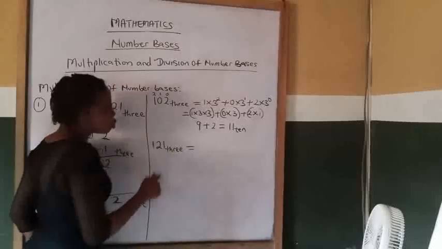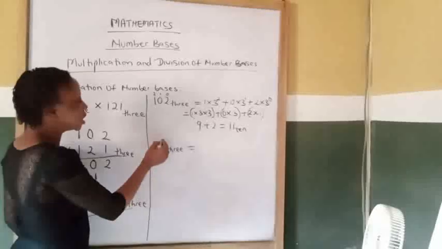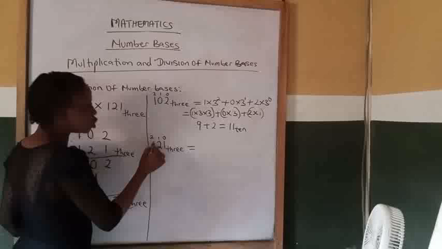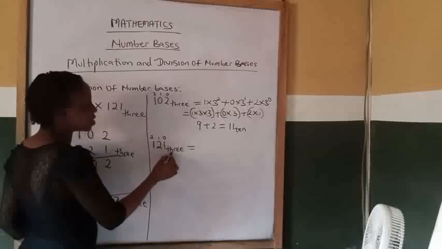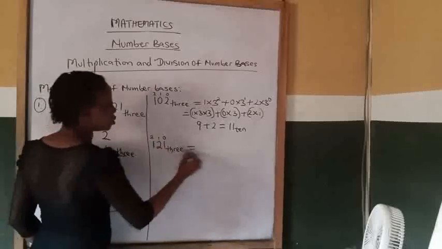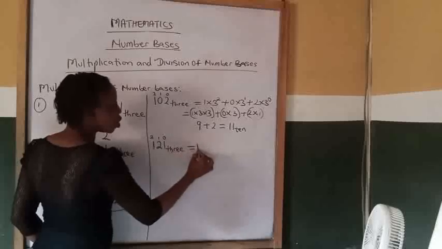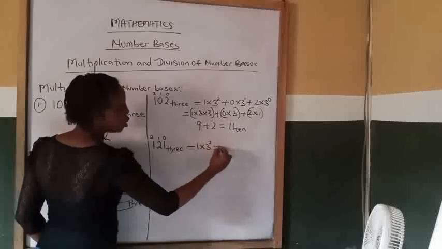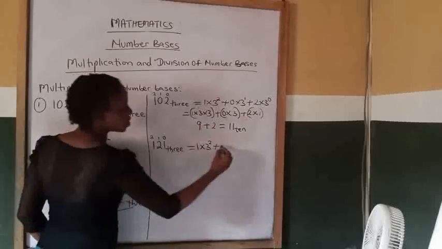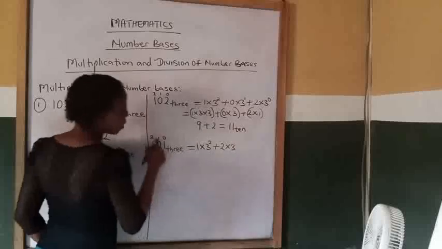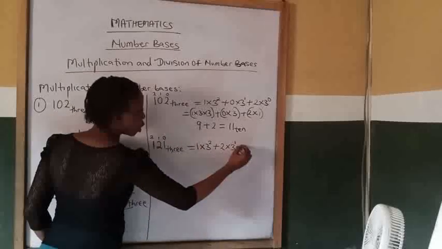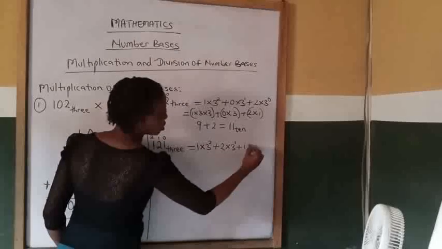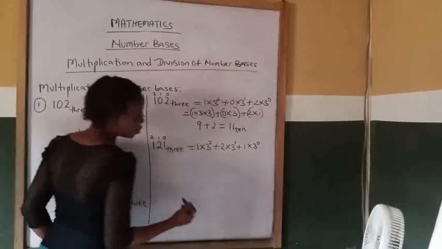To base 10. So you write the power of the place value on each digit. 0, 1, 2. So you multiply each digit by your base, then to the power of your place value. So the first digit is 1. 1 times your base, then to the power of your place value 2, plus 2 times 3 to the power of your place value 1, plus the next one is 1 times 3 raised to power 0.